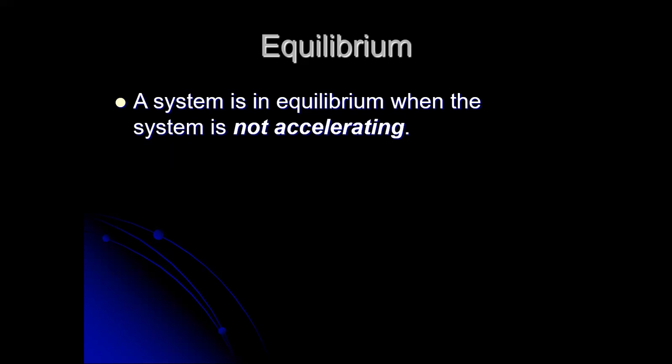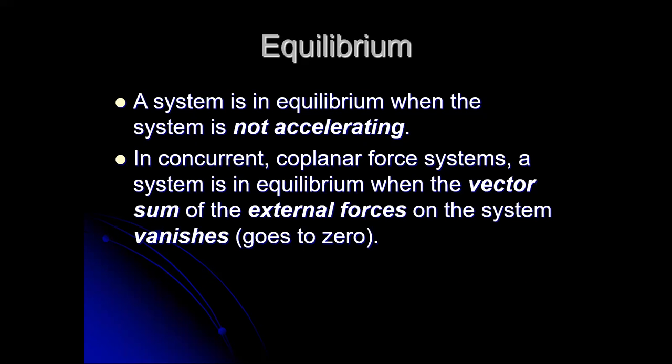That system could be moving or it could be stationary. In our class, they will all be stationary. We're not interested in bridges that are going down the road at 30 miles an hour. We want the bridge to be stationary. So we're looking at static structures. That's what static means. It means that it is not moving. So we can go a step further with Newton's first law and say that for bodies in equilibrium, there is no motion. So in a concurrent coplanar force system, that system's going to be in equilibrium when the vector sum of forces vanishes. Vanishes is just a fancy math way of saying goes to 0.